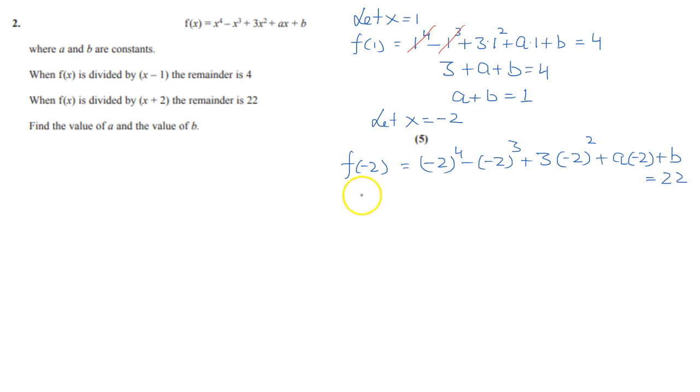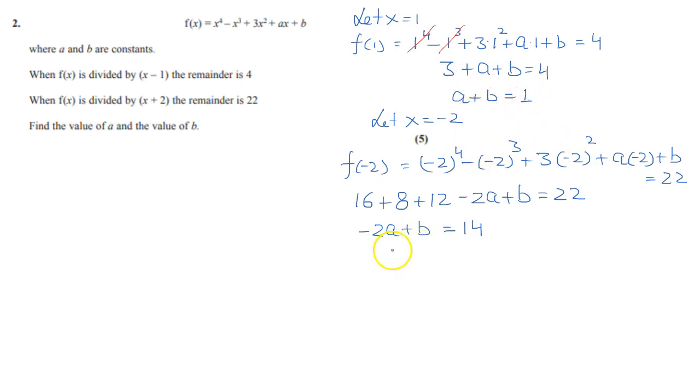So 2 to the power 4 is 16, minus negative 2 to the power 3 is 8, so plus 8. 2 squared is 4, times 3 is 12, minus 2a plus b is equal to 22. So this is minus 2a plus b is equal to 22 minus 36, that is minus 14. So this is our second equation, and this is the first equation.